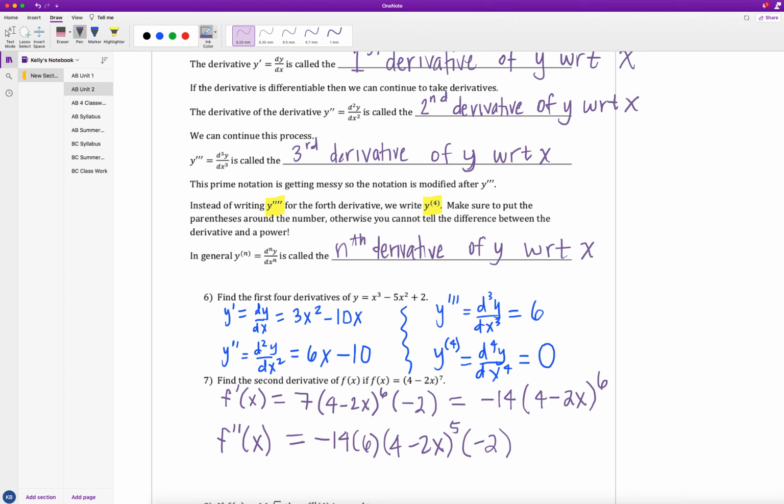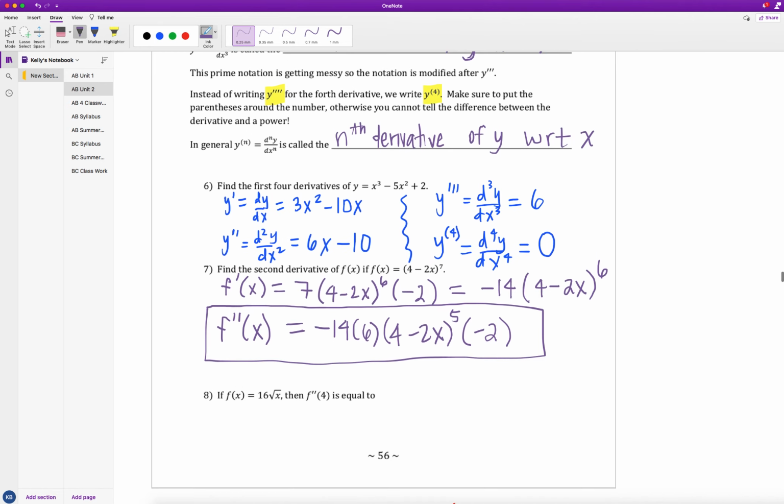And from here, I'm not going to bother to simplify it. If we wanted to, we would multiply the negative 14, the 6, and the negative 2 together all in front, but I'm going to leave my answer unsimplified. And they just asked for the second derivative, so that is truly my final answer. But I have to have f prime of x on my page's work because the only way to get to a second derivative is to first have a first derivative and then differentiate that function.